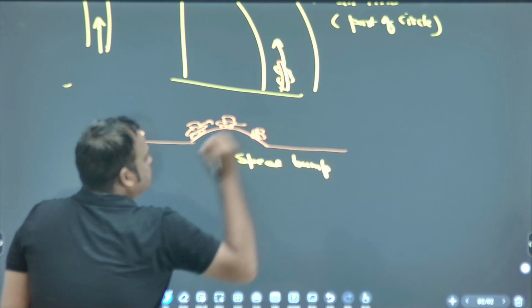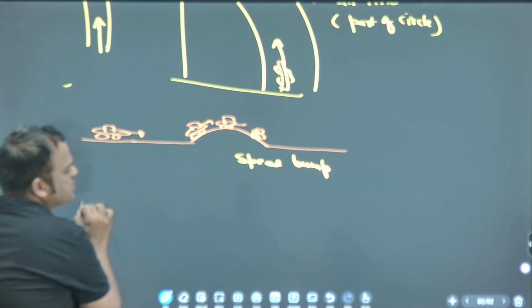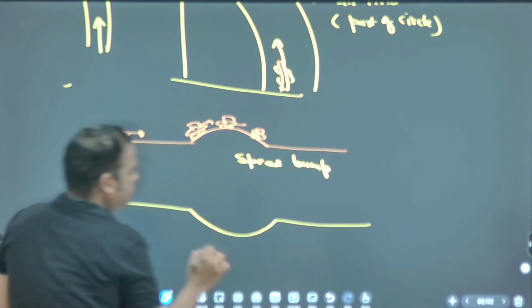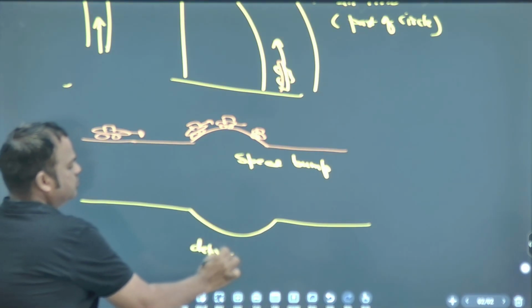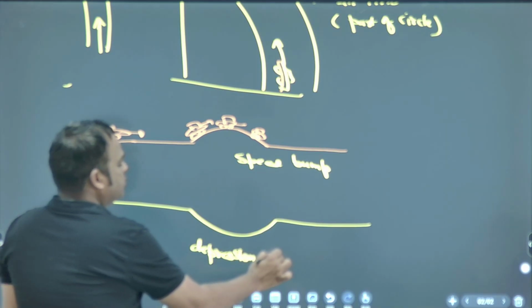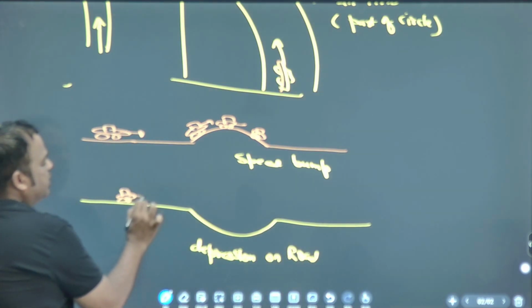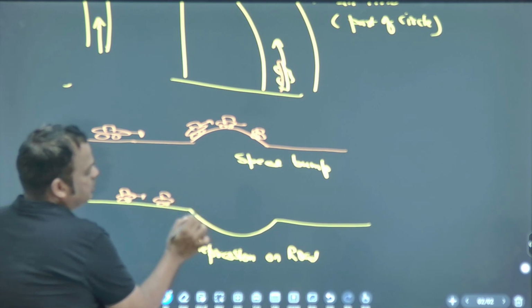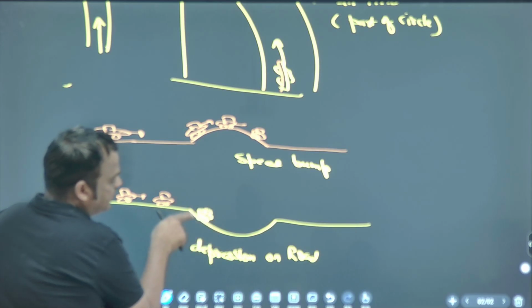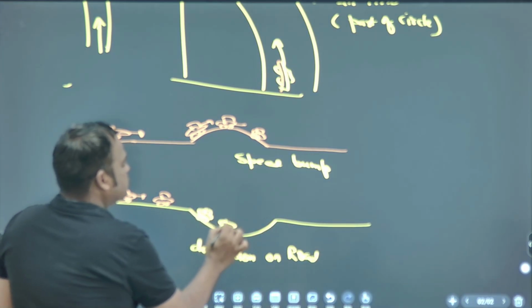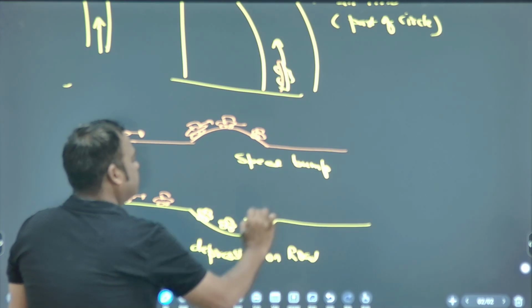So this is known as a speed breaker or speed bump. Okay, speed bump. Sometimes a depression is there. This is known as a depression on the road. So the car is coming like this. Then the car will enter this depression. Okay, understood like this.